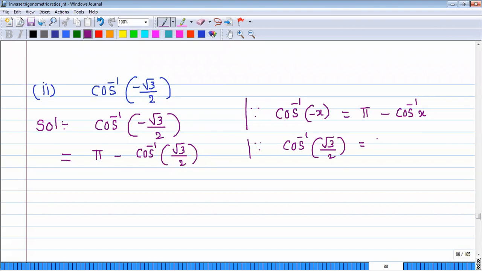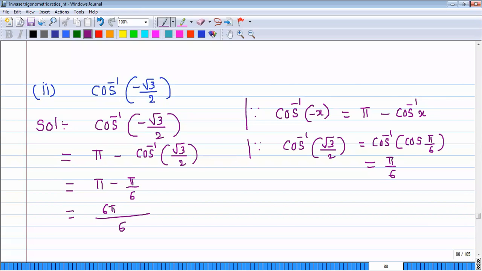This is cos inverse cos 30, cos pi by 6. So this is pi by 6. Now we can have pi minus pi by 6. 6 is the LCM, 6 pi minus pi, 5 pi by 6, which is 150 degrees. Am I correct? Yes, sir. Right.